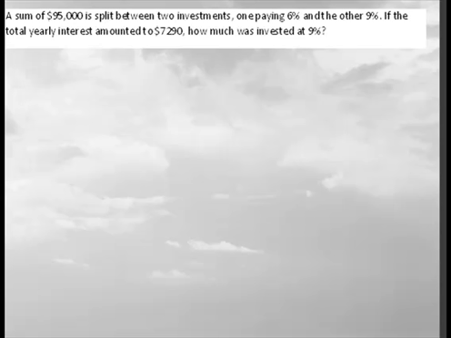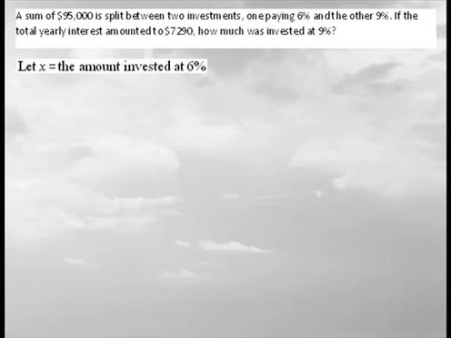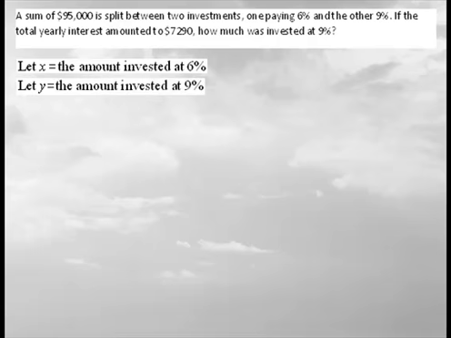Okay, so let's start by setting up our variables. We're going to let X be the amount invested at 6%, and we're going to let Y be the amount invested at 9%. Now, they're telling us that $95,000 is split between the two investments. That means that X plus Y equals 95,000. Okay, so that would be our first equation.